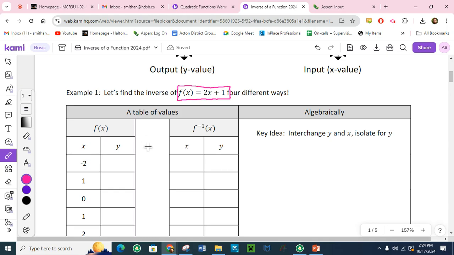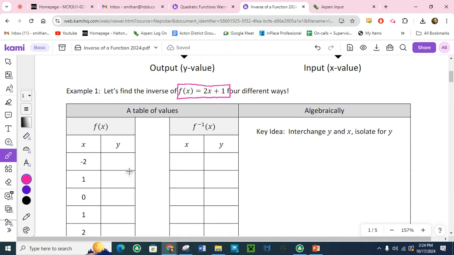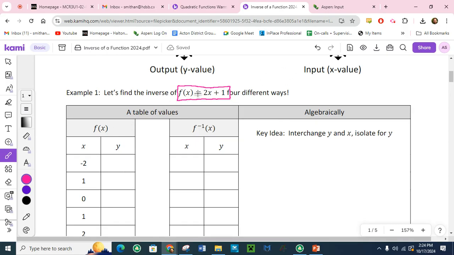So let's begin. First, let's do a table of values. I think we'll just complete the table of values together. It shouldn't take a big long time here. So this rule is saying you double the x values and add 1, right? If you double negative 2 and add 1, so negative 4 plus 1 is negative 3. Oh, that should be a negative one, excuse me. Can you guys fix that, please and thank you? If you double negative 1 and add 1, you get negative 1. 2 times 0 is 0, plus 1 is 1, and we just go up by 2 every time.